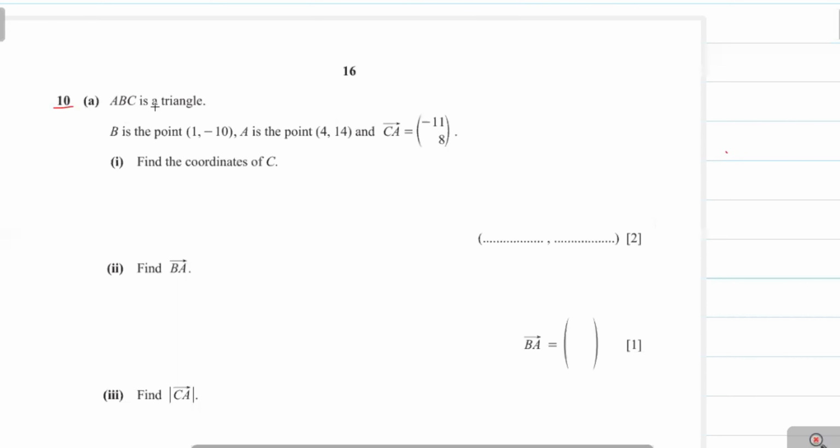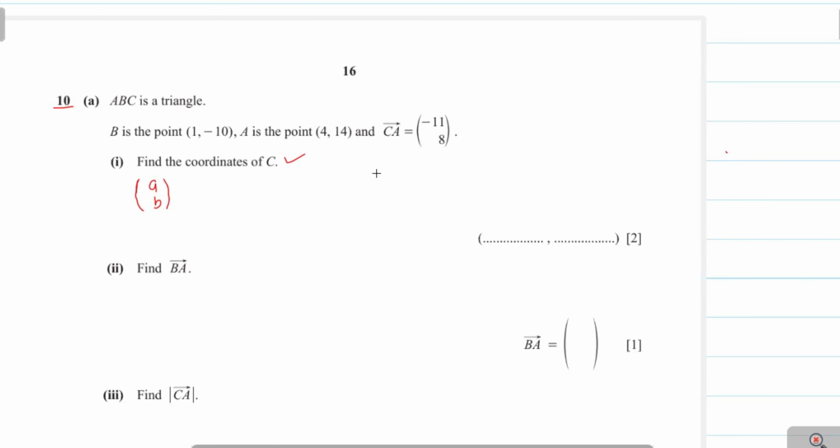Question 10 part A. ABC is a triangle, B is the point (1, -10), A is the point (4, 14) and CA equal to (-11, 8). Find the coordinate of C. Let the coordinate of C be, we write in the column form. These we have to calculate, the coordinate of C.